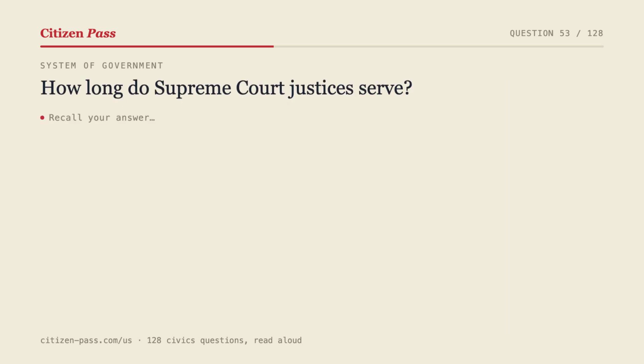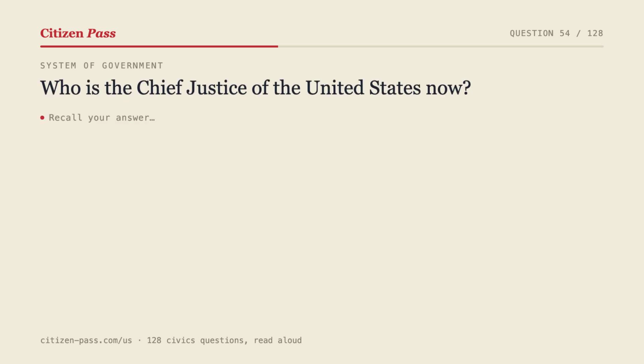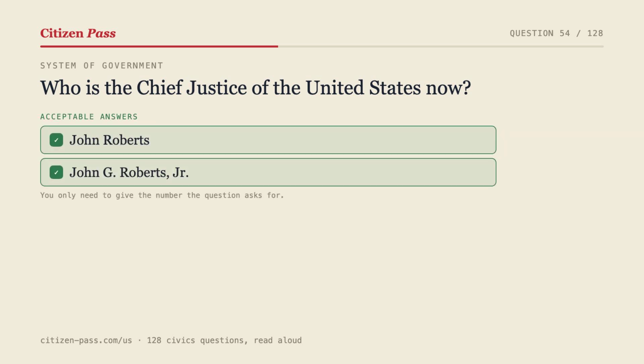How long do Supreme Court justices serve? Acceptable answers include for life, lifetime appointment, until retirement, until they want to leave, or until they die. Who is the Chief Justice of the United States now? Acceptable answers include John Roberts or John G. Roberts, Jr.